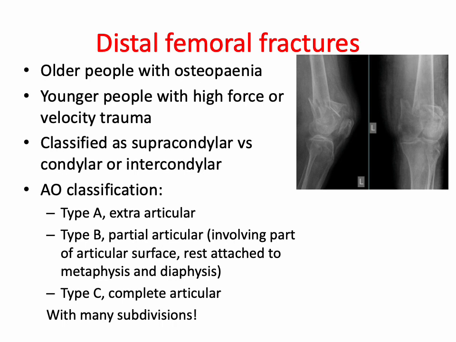Distal femoral fractures can occur as a result of old people with reduced bone density or insufficiency fractures, or younger people with high velocity or high force trauma. They're classified as either supracondylar, condylar, or intercondylar. And there's an AO classification as well, based on whether it's extra-articular or intra-articular. And the AO classification has many sub-classifications as well, probably too much to go into today.